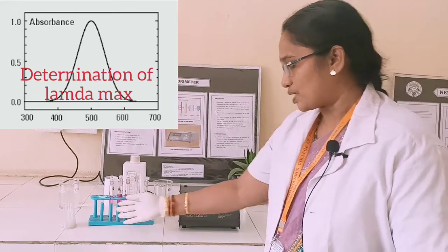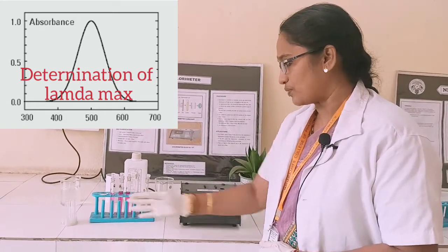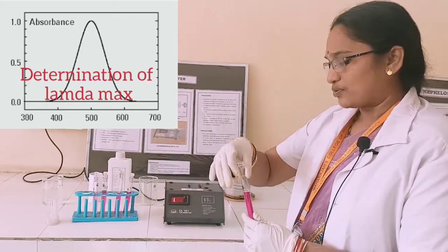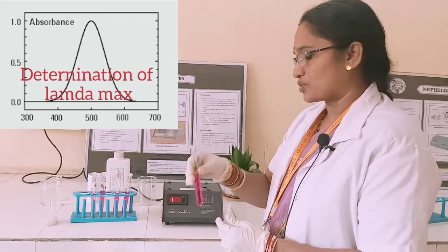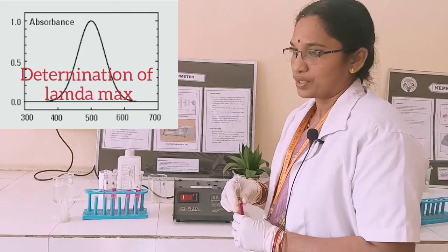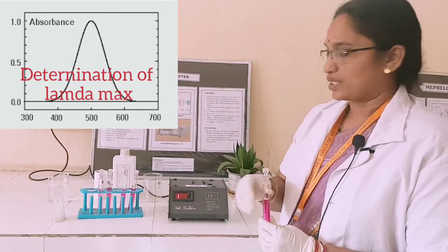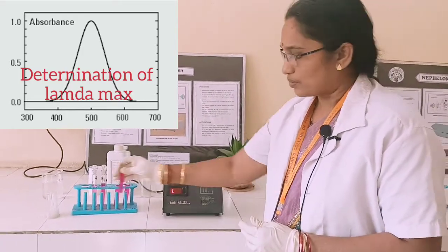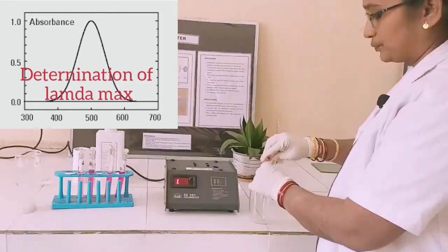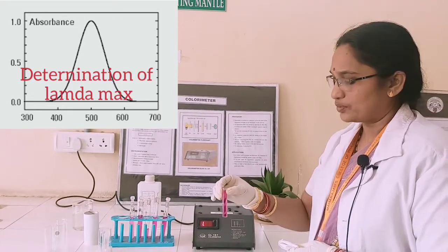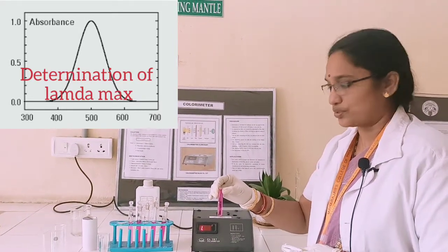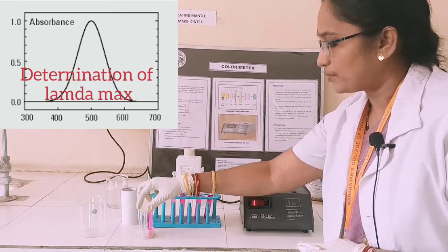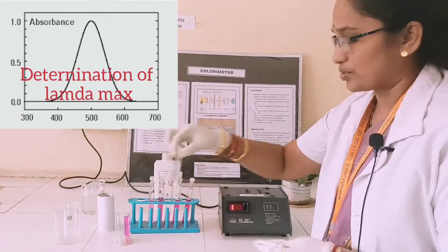In this, I can select any one of the drug solutions. I am selecting one of the concentrations, and I will find out the lambda max value of the sulfonamide solution. Whatever the concentration, the lambda max value doesn't change, so we can select any of these samples to find out the lambda max. I have taken one of the concentrations of sulfonamide solutions into the cuvette.